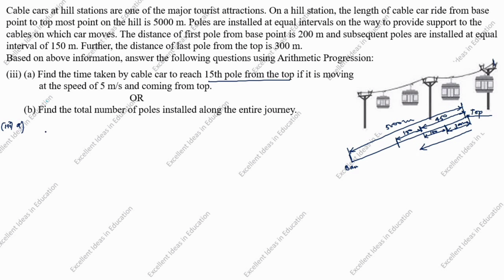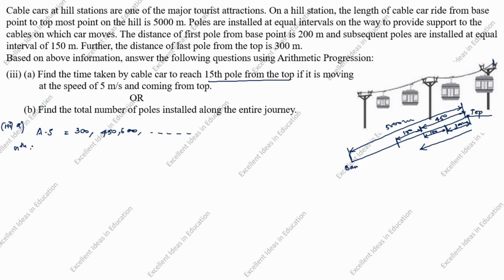Now we will write the arithmetic sequence. Now we will take top to base of the hill station. Top is given as 300. Second pole is 450. Third pole is 600. From the top to first pole, from the top to second pole, from the top to third pole. This goes on. What we need to find is the 15th pole from the top.